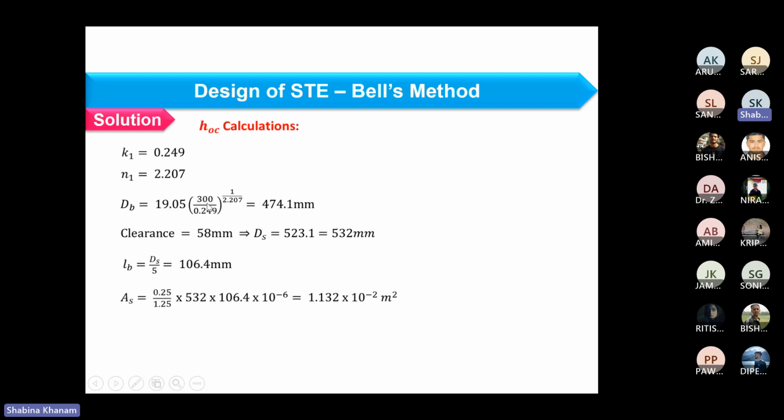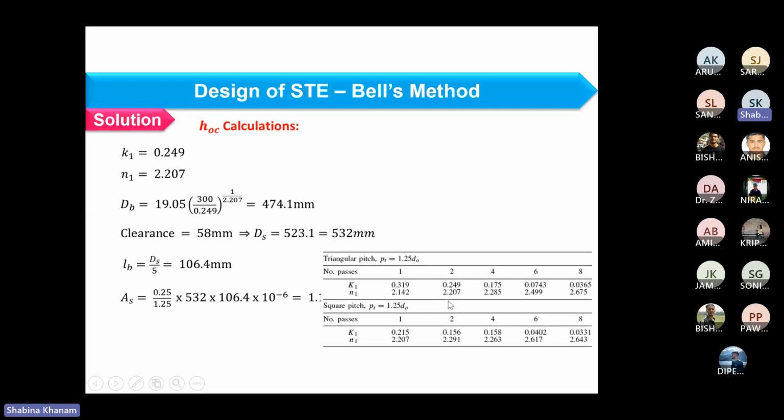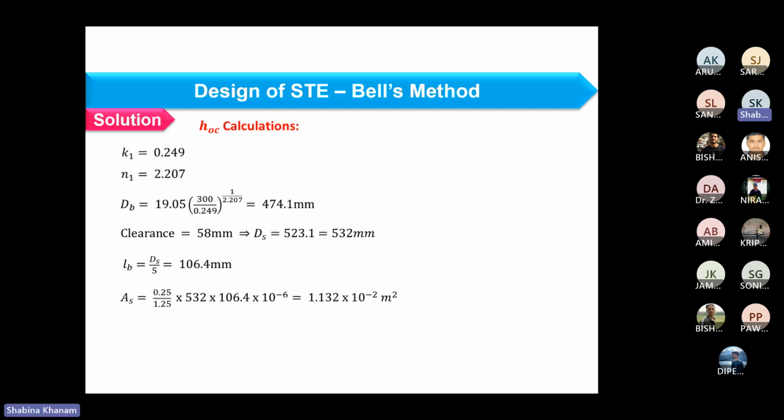Number of tubes we are given as 300. So K1 and N1 we can consider for triangular pitch with 2 passes. 1-2 pass, right? So we have to calculate bundle dia, which is coming as 474.1 mm. This value I can take for K1 and N1 that you can see. Now we need to find out the shell dia.